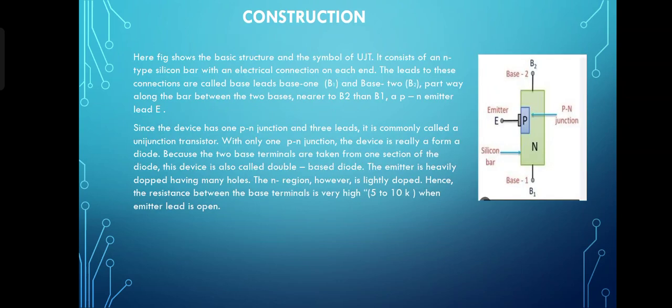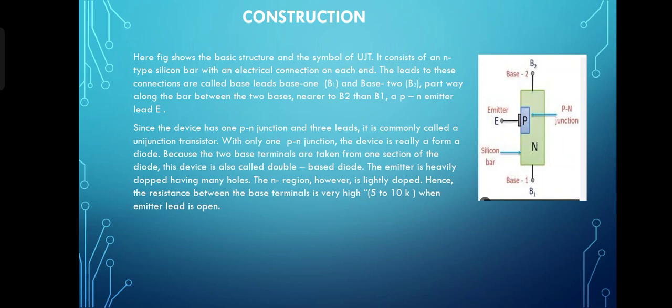Next, construction. Here the figure shows the basic structure and symbol of UJT. It consists of an N-type silicon bar with an electrical connection on each end. The leads to these connections are called base leads, which are base 1, B1, and base 2, B2. Part way along the bar between the two bases, nearer to B2 than B1, a PN emitter is formed with lead E.